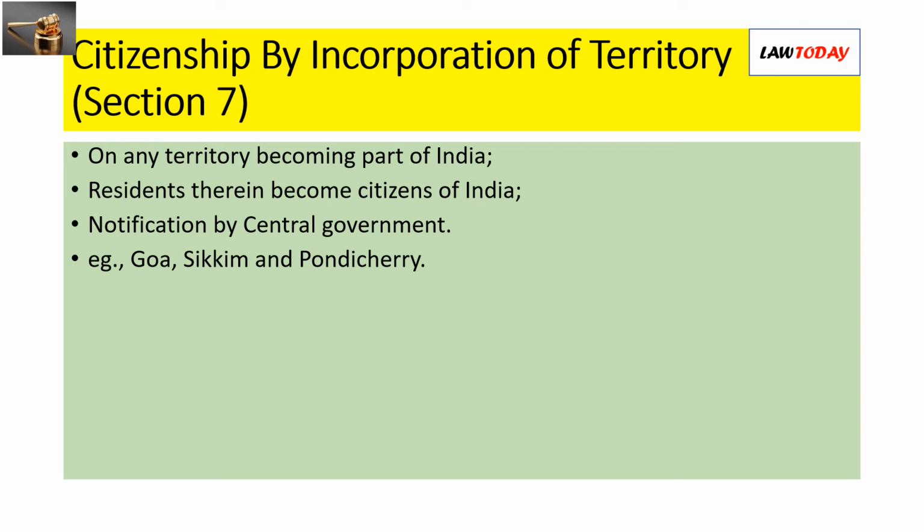Next, Section 7 provides for citizenship by incorporation of a territory to India. On any territory becoming a part of India, the central government may notify the persons who shall be citizens of India by reason of their connection with that territory. Thus, people living in Pondicherry, Goa and Sikkim became Indian citizens.